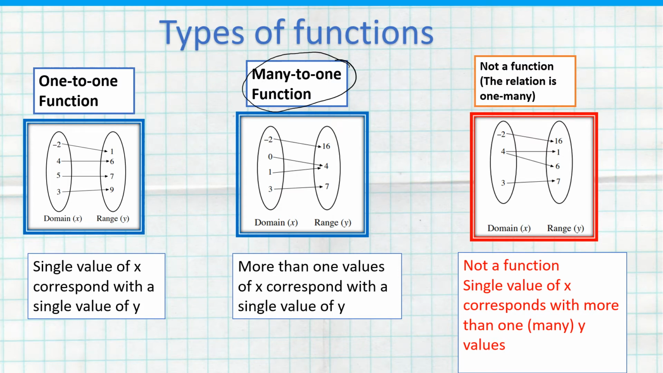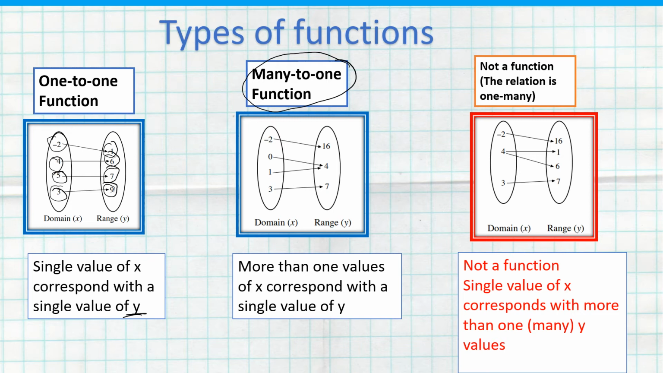It's just that I want you to deeply conceptualize this information. Okay, so with a one-to-one function, it's where a single value of x corresponds with a single value of y, right? You can see -2 in the domain corresponding with 1, 4 is corresponding with 6, 5 is corresponding with 7, 3 is corresponding with 9. So you can see a single value of x is corresponding with a single value of y. So we call this a one-to-one function.